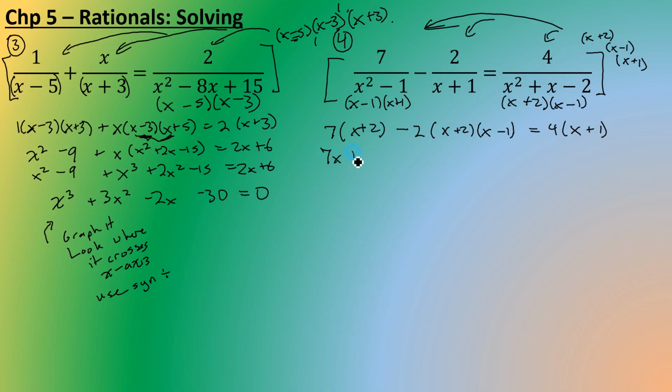I'll distribute the 7. I'll save this negative 2. Be careful. Multiply these first. Right here, multiply these two first. And distribute this 4. Distribute the negative 2. Take the negative with it.